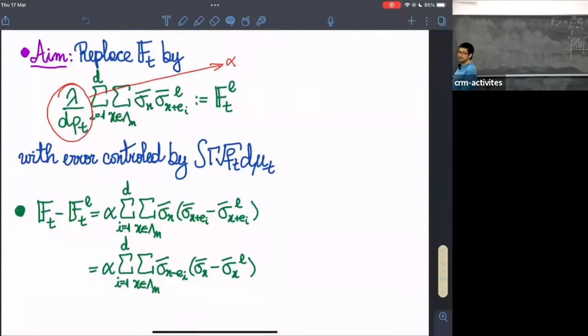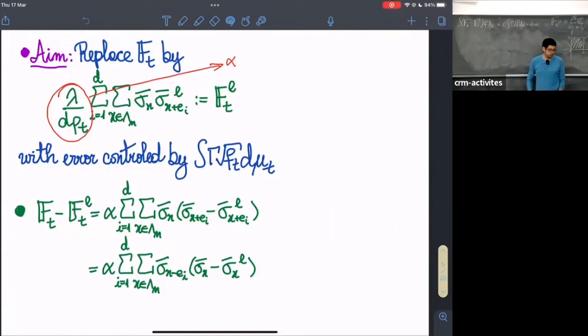Our aim is to replace this function ft by this other function that I'm going to call ftl, so to introduce an average on at least one of the components of this product x sigma x sigma y. If one does that, the idea is to control the error, the difference between this integral, so I want to basically say that this f is any density f, and mu is any product measure, not necessarily mu t, and I want to say that this is less or equal than maybe a constant times this. This is ideally what we want to do.